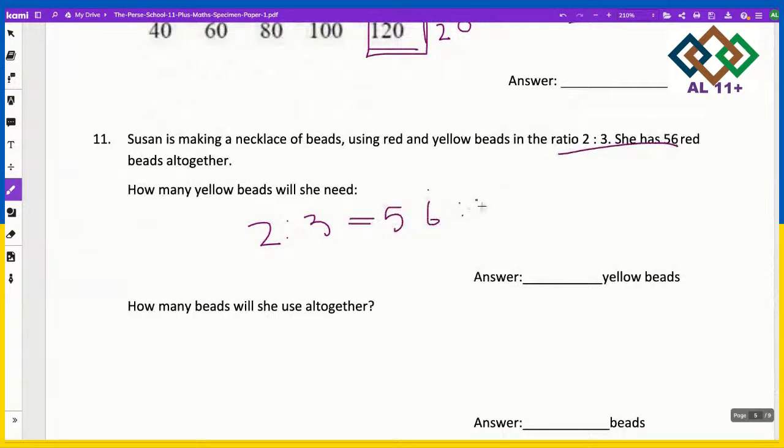And the other one which we don't know, we'll call x. So we'll do the same thing as you guys do. If you need to find x, you would do 56 multiplied by 3 divided by 2. And with this, you get the answer. That's 84.